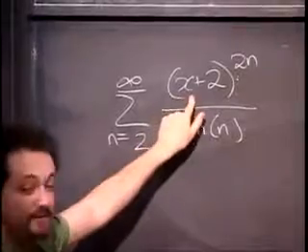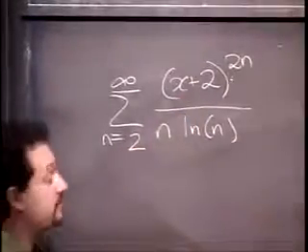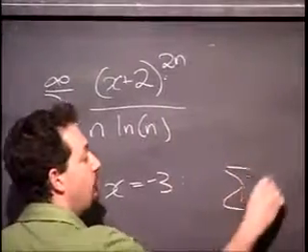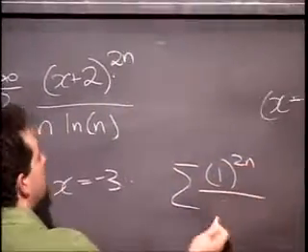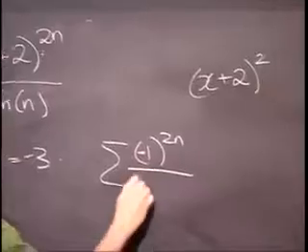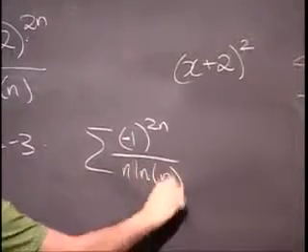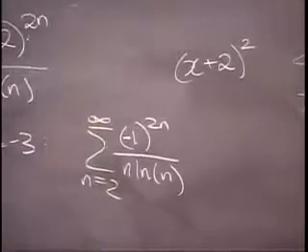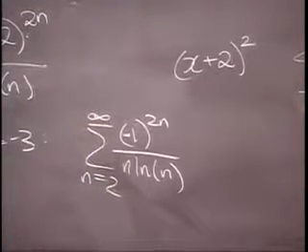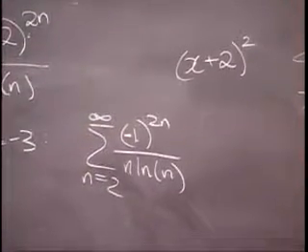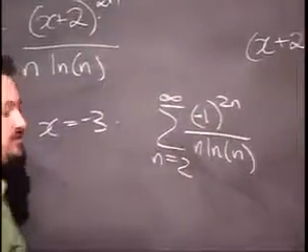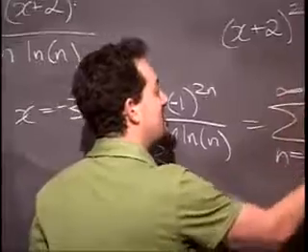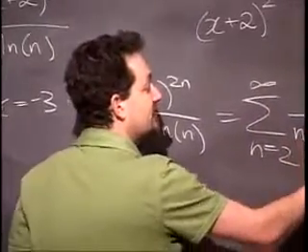But if you plug in minus 3, which is the other endpoint, x equals minus 3 would give you the sum of minus 1 to the 2n over n log n. Now, what is negative 1 to the 2n? Is that alternating? No. If you take negative 1 to any even power, you get 1. So actually, this is an example where it's not alternating at either endpoint.